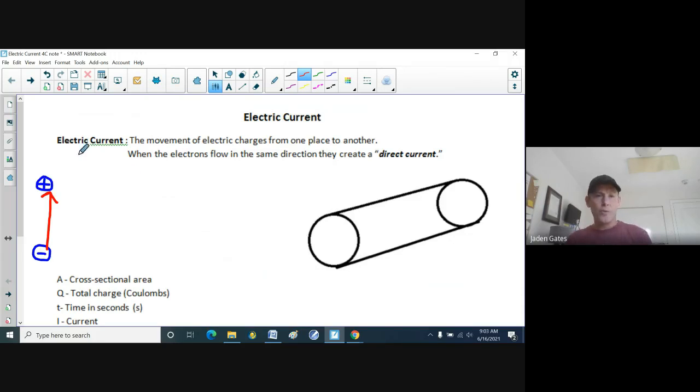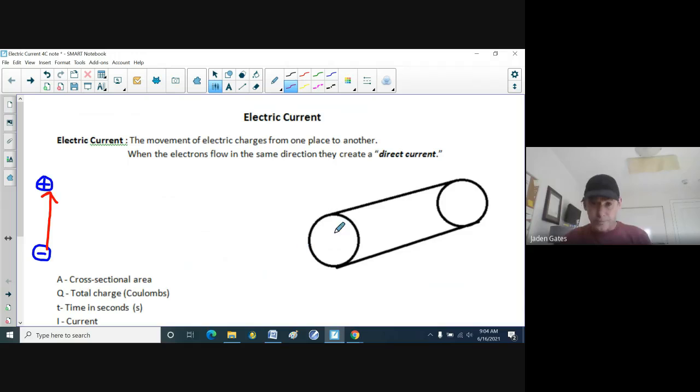Now, what we're going to get into is a little more terminology here: electric current. Current is the movement of electric charges from one place to another. As I've mentioned, that's when those negatives move towards the positives. And again, the negatives are the only thing that moves. They are electrons. So when electrons flow in the same direction, they create a direct current, as we call it.